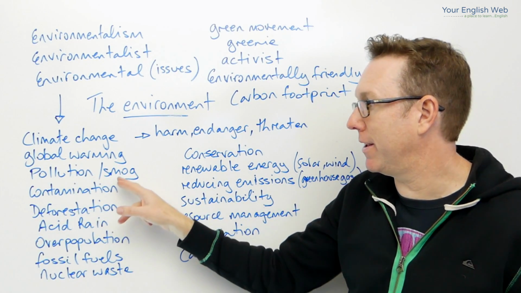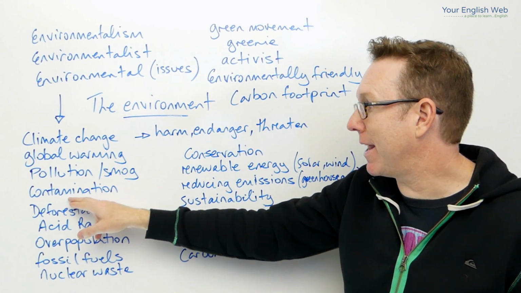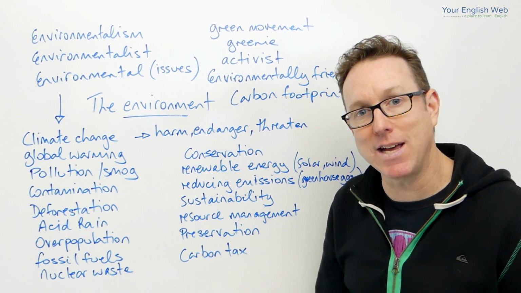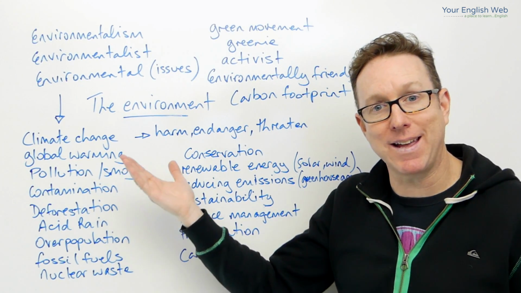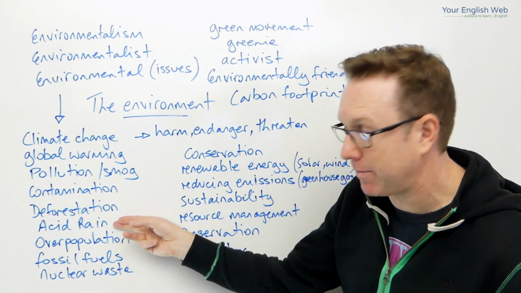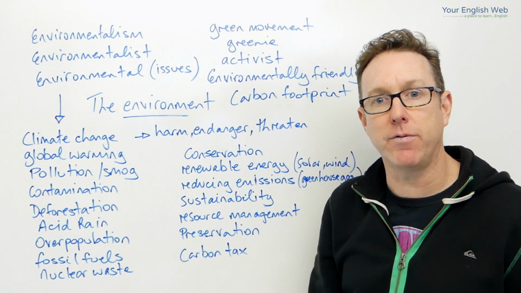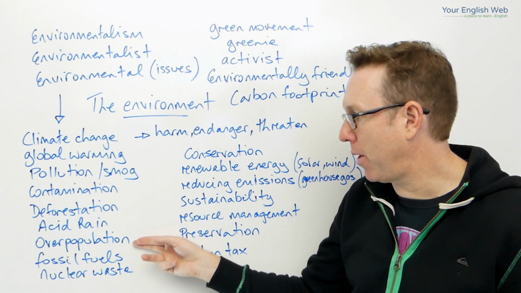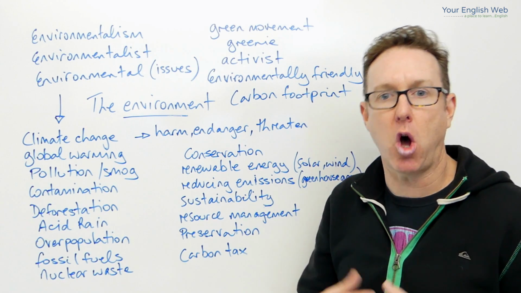We have pollution and we have smog, okay? Pollution and smog, the same thing. Contamination in the rivers, in the seas, in the oceans, we have contamination. Deforestation, where our forests are being cut down or removed. Deforestation. We have this concept here, acid rain, where the rainfall contains high levels of acid. We have overpopulation because some people argue that there are too many humans in the world.